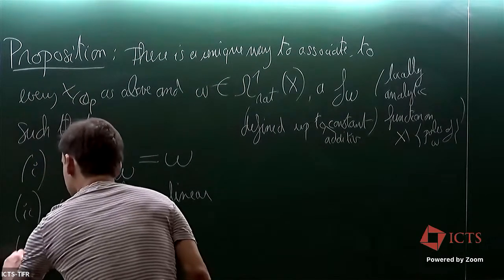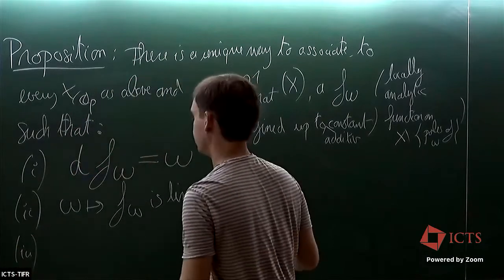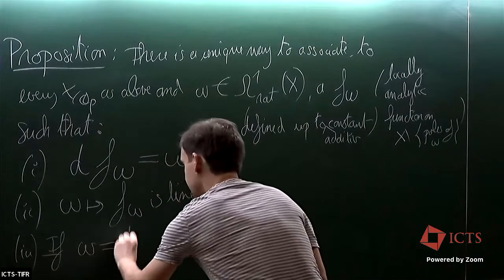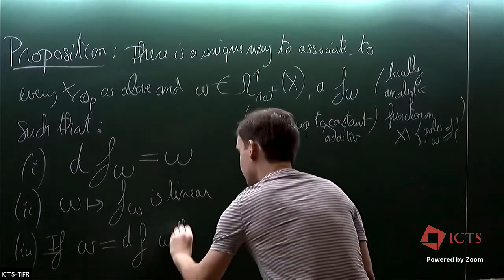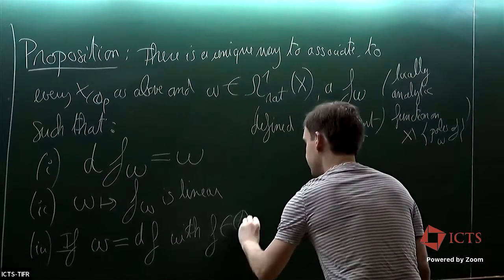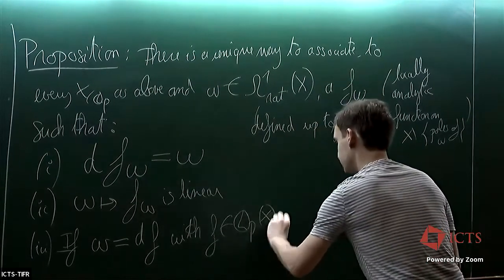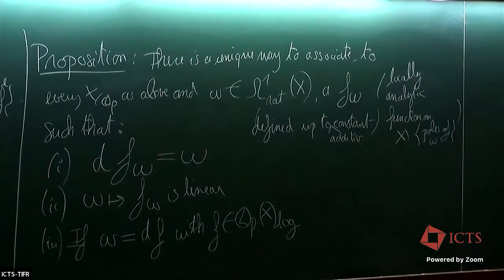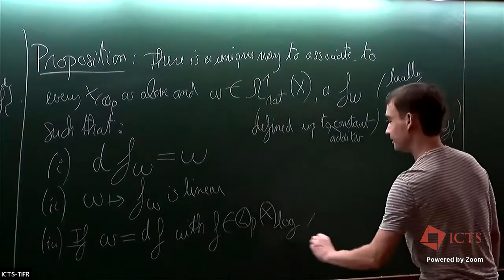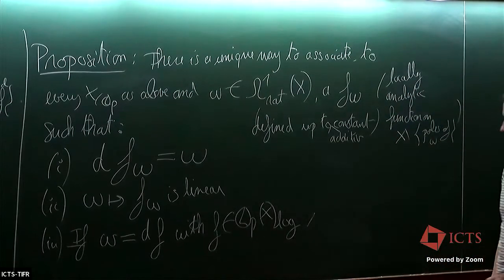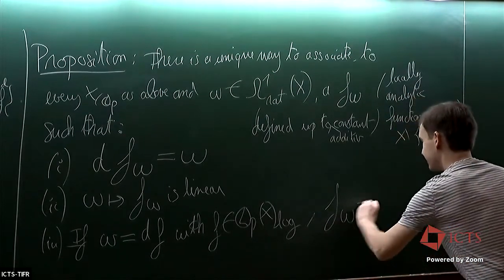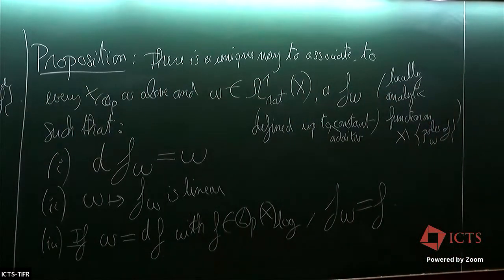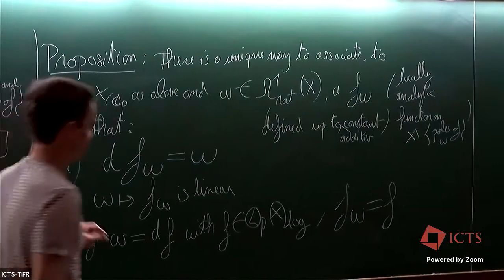Now, there is a clear choice to be made for f omega. So if omega is equal to df with f inside this space here, and this is why I defined it before, what do you think the choice of f omega should be? When we already have what we wanted, let's keep it, right? When in this space we already have a primitive, we're good. This will be the right primitive.